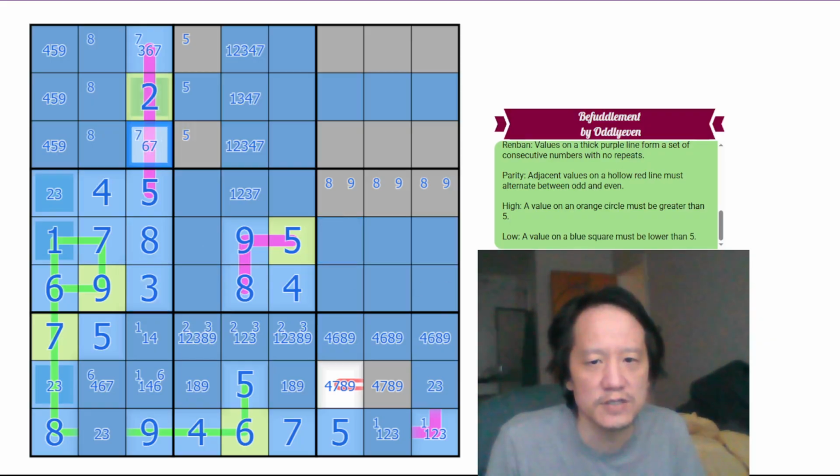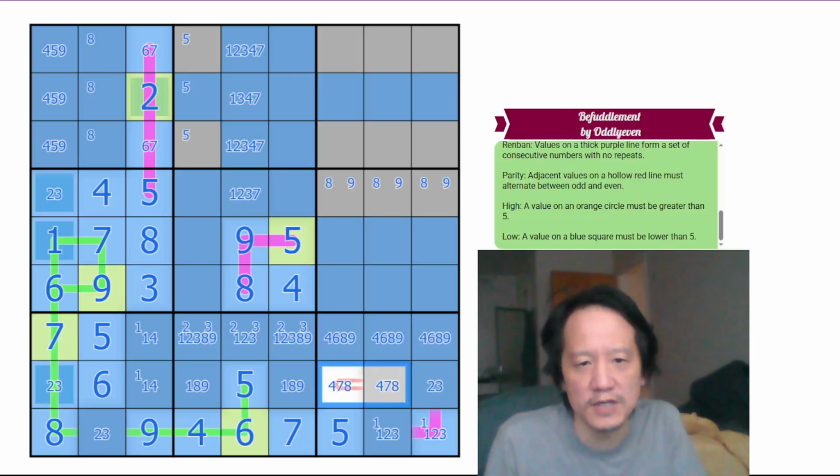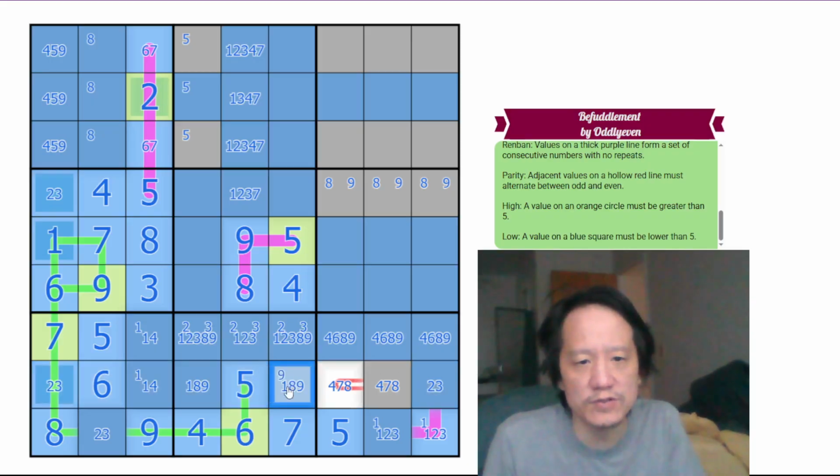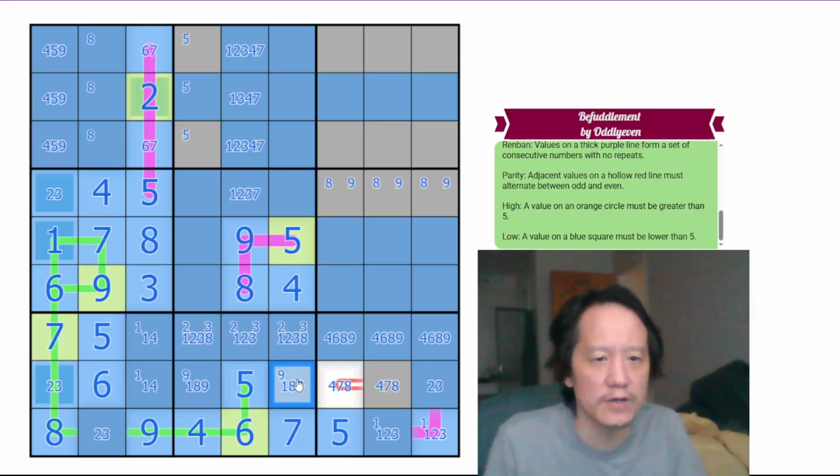This has to be a 6-7 pair. So that eliminates 6 and 7 in the rest of the column. So this can't be 6, which forces this to be 6. So the 7 here has to be the odd digit, which means this can't be 9. Where is the 9 in row 8? It must be one of these two digits, which means this can't be 9 here. This is a 1-4 pair.